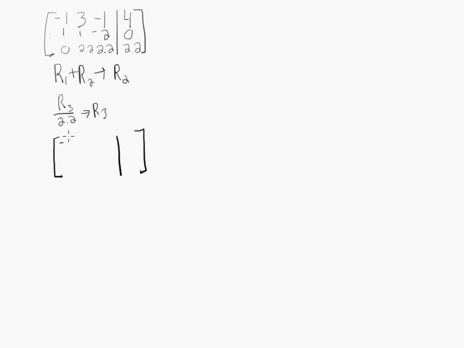Row 1 has not changed. It's still -1, 3, -1, and 4. Now, adding these two together does what I want here. It makes a 0 in this row 2, column 1 spot. So -1 plus 1 is a 0. 3 plus 1 is a 4, right? And we got what? -1 plus -2 is a -3, and 4 plus 0 is a 4 here as well. And this last, we're just dividing by 2.2, so it makes all of those 2.2s equal to 1, which is kind of nice.